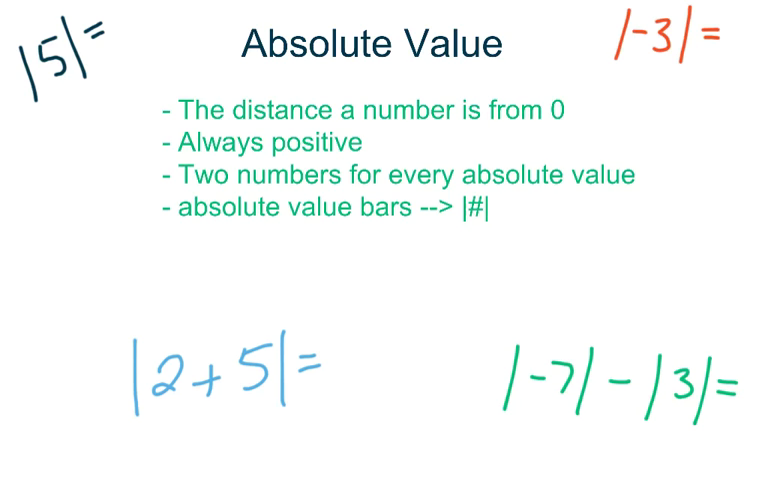Absolute value is always positive. So if you're asked to find the absolute value of something, it'll always be a positive number. There are 2 numbers for every absolute value, and we'll talk a little bit more about that later.